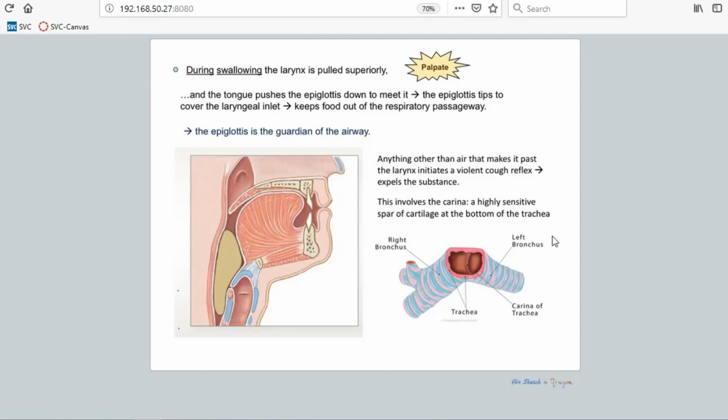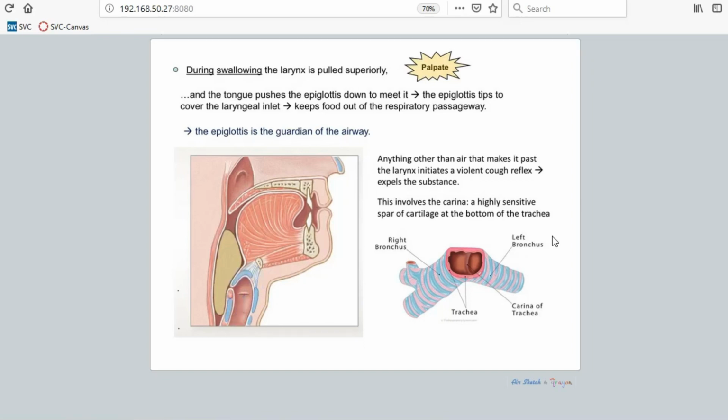So this is just showing how here we have the larynx and the trachea below it, and how we close off the larynx and the trachea during swallowing. Basically, when you swallow, the larynx is pulled superiorly, while the tongue pushes down. What that does is it bends the epiglottis and tips it over, causing it to seal off the larynx and keep food out of the respiratory passageway. So you can call the epiglottis the guardian of the airway.